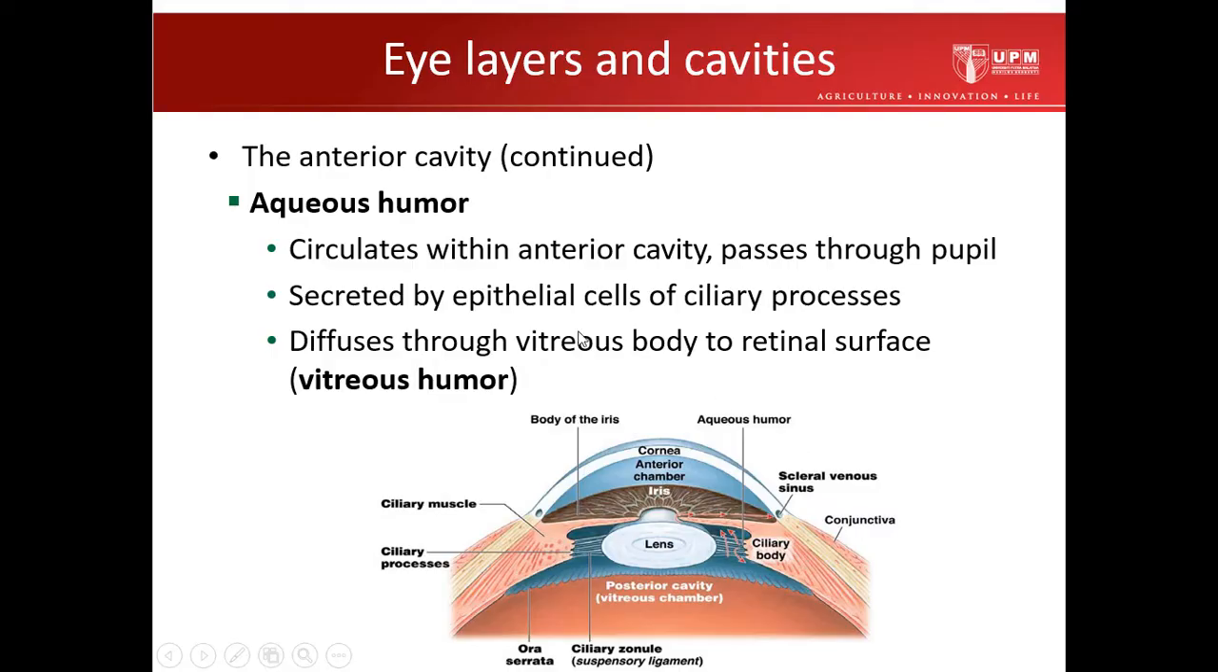Aqueous humor is a fluid that circulates within the anterior cavity, passing from the posterior to the anterior chamber through the pupil. This aqueous humor also freely diffuses through the body and across the surface of the retina, which is the area known as the vitreous humor.